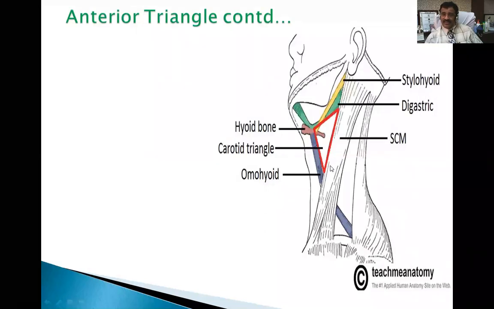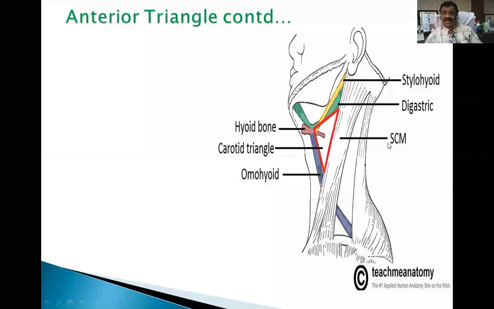Here you can see the carotid triangle. Always remember the red borders are for this demonstration. Carotid triangle: this becomes the superior border, anterior border, and the lateral border. You can see the omohyoid superior belly here. This is the omohyoid inferior belly. Omo means scapula, and the hyoid bone is here. So it's a very long, slender muscle.